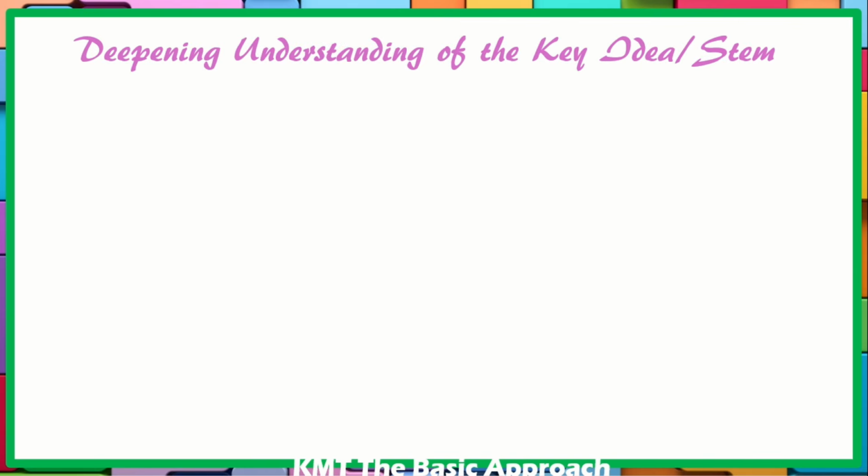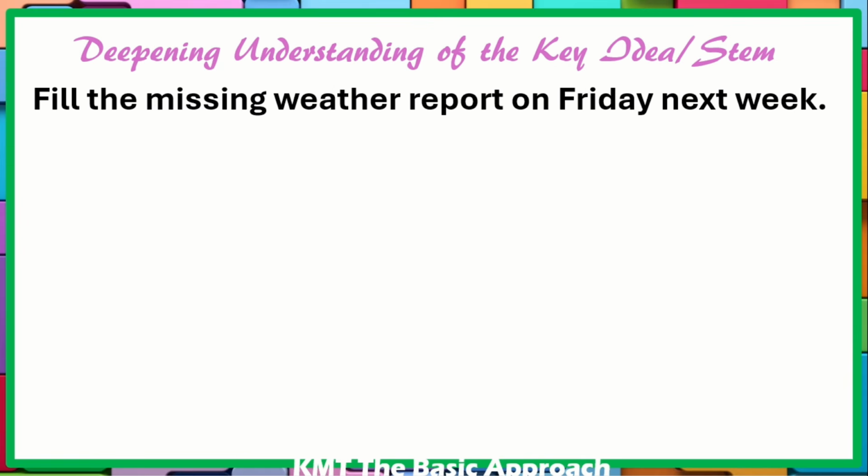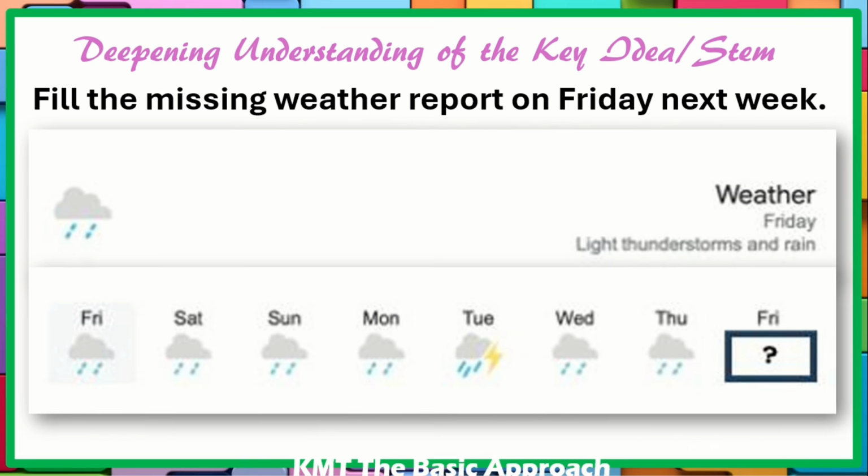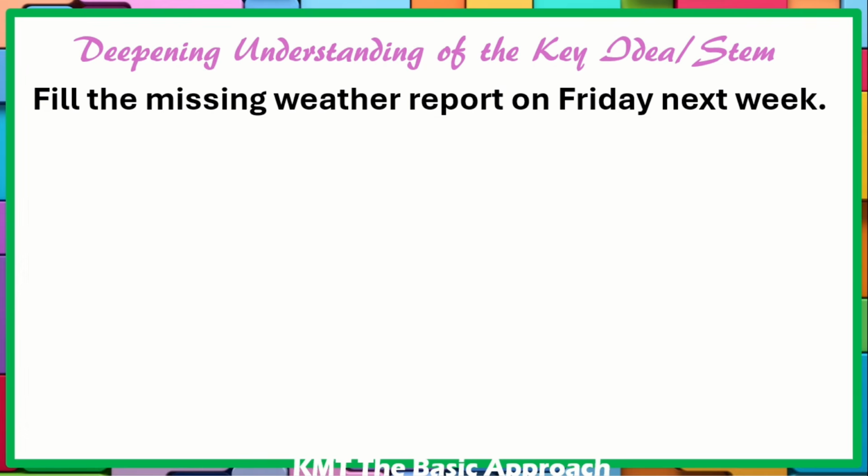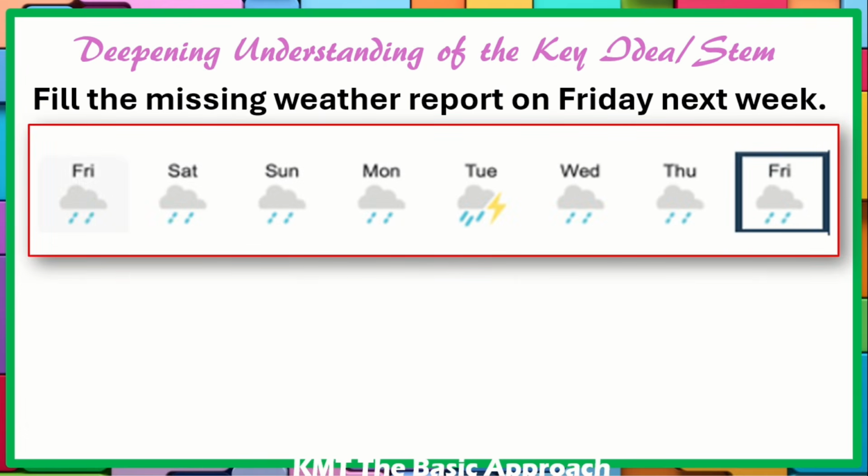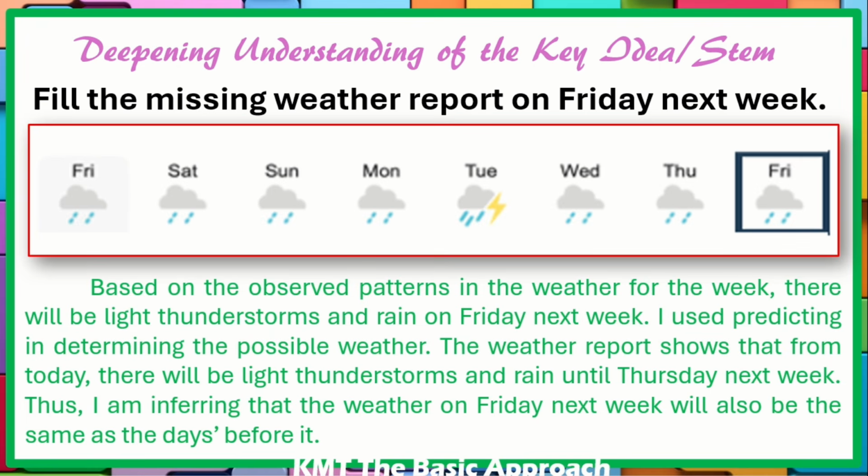Deepening understanding of the key idea or STEM. Fill the missing weather report on Friday next week. Let's answer! Great! Based on the observed patterns in the weather for the week, there will be light thunderstorms and rain on Friday next week. I use predicting in determining the possible weather.